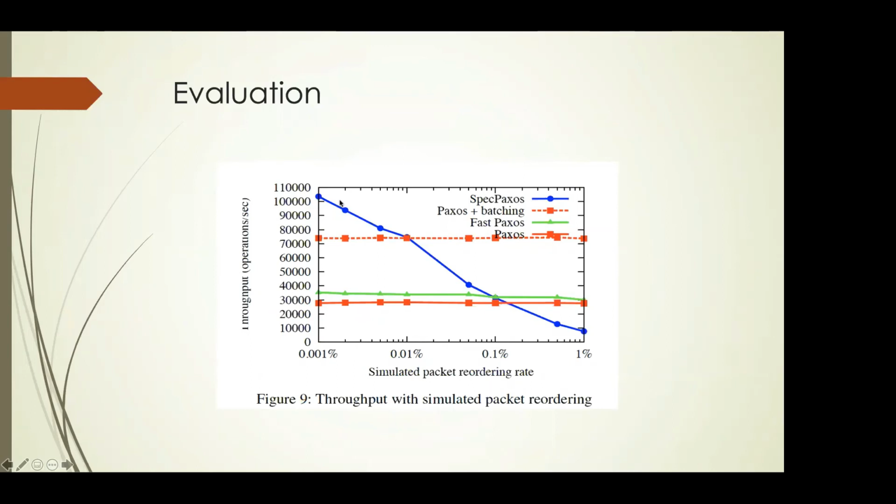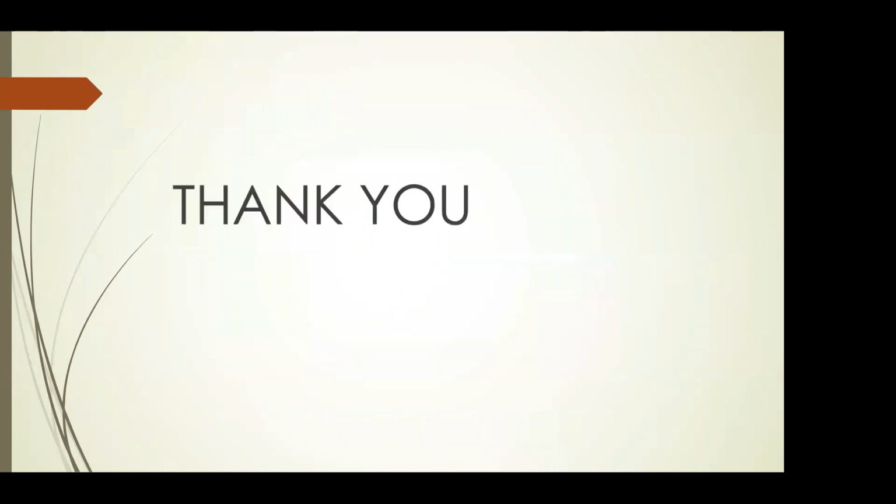But Spec Paxos decreases drastically, from around 100K at a reordering rate of 0.001% to about 10,000. This is because of the reconciliation. Reconciliation is a cumbersome phase, and more reconciliation means more toll on the performance. Yeah, thank you.